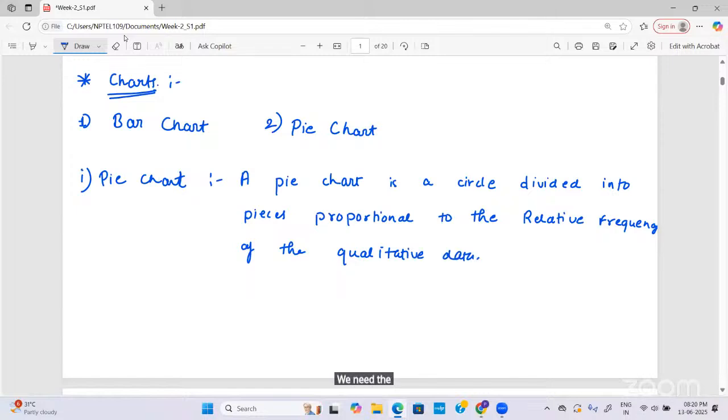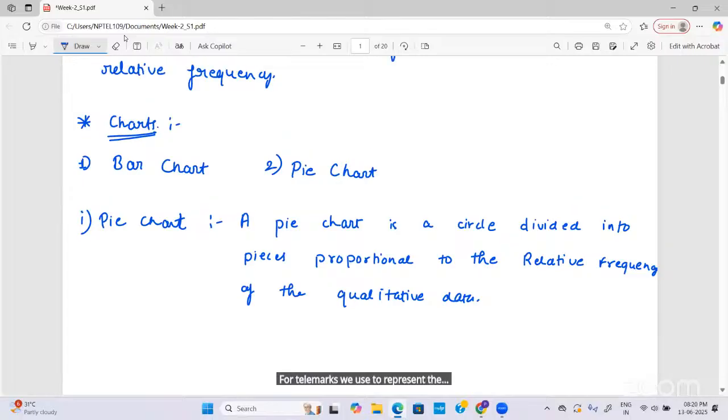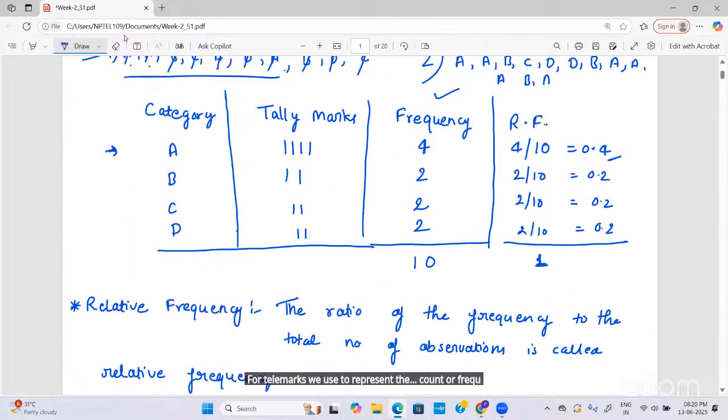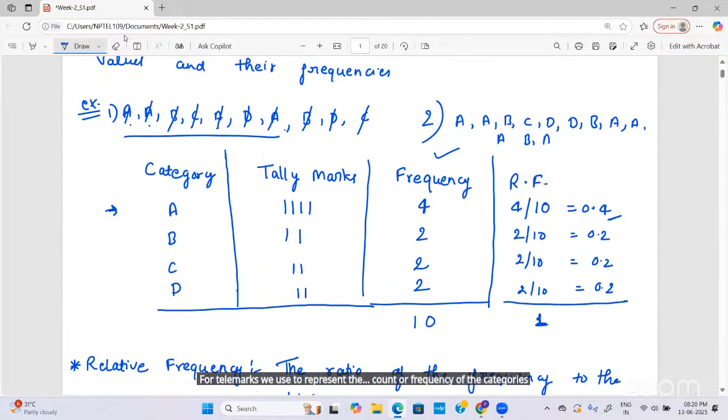So tally marks are used to represent the count or frequency of the categories. Frequency itself is a count.